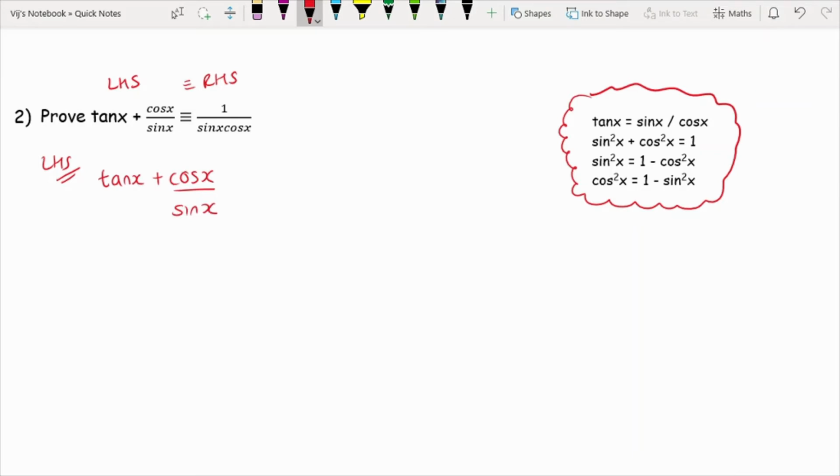Like so. The first thing I'm going to do is, well, there's nothing much I can do with cos x over sin x because that's not part of my trig identity here. So what I can do is swap the tan x for sin x over cos x. From this, my thinking is that I've got fractions that are being added together. When adding fractions I need to make sure I've got a common denominator, and in this case my common denominator is going to be sin x cos x.